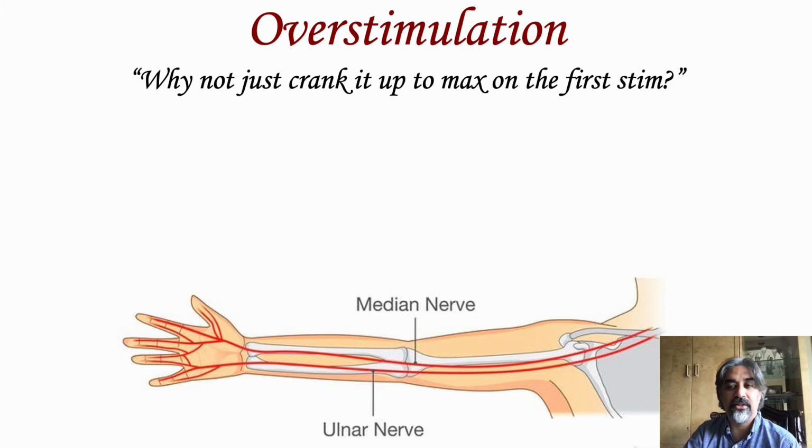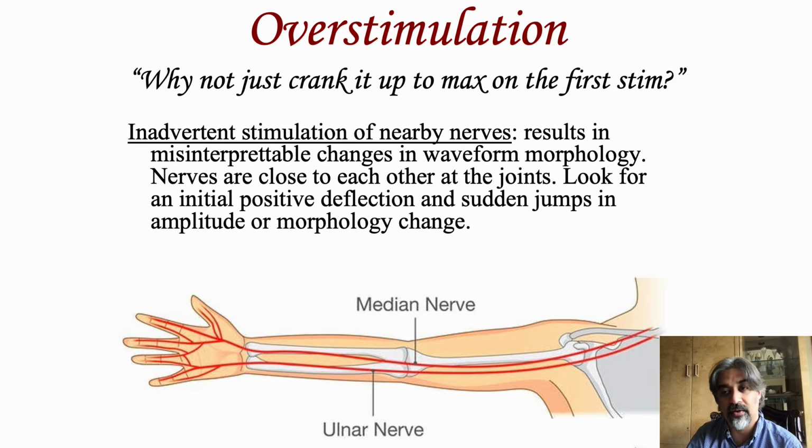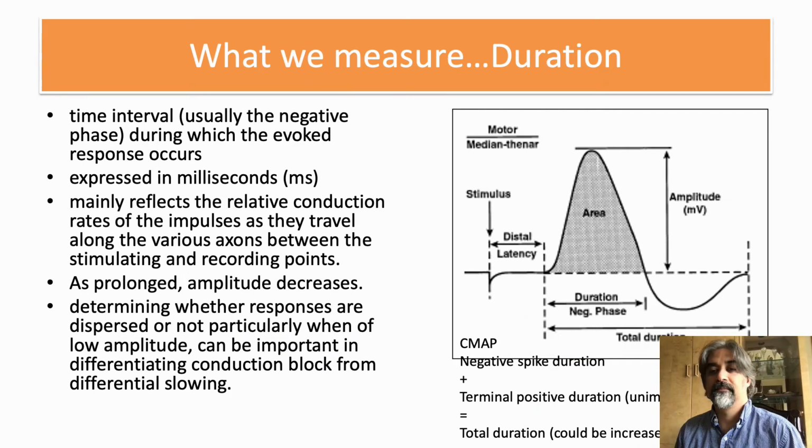Another reason you may see changing number of phases or instability is that you're overstimulating. So inadvertent stimulation of nearby nerves results in misinterpretable changes in waveform morphology. Look for an initial positive deflection or a sudden change in morphology as you're increasing. These could be indications that you're overstimulating.